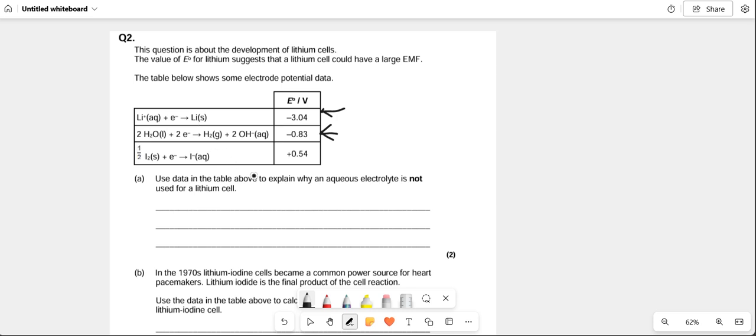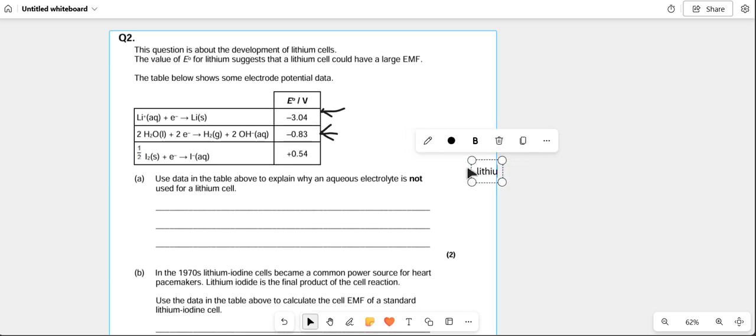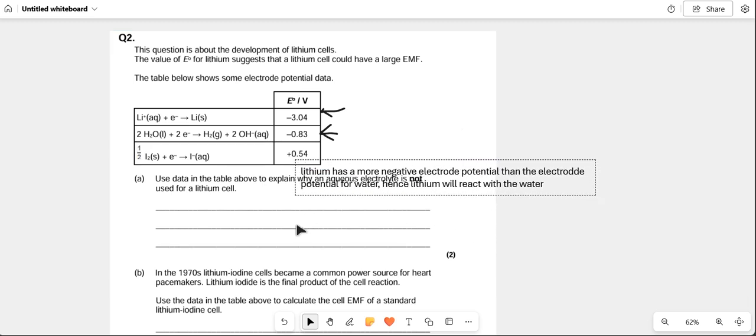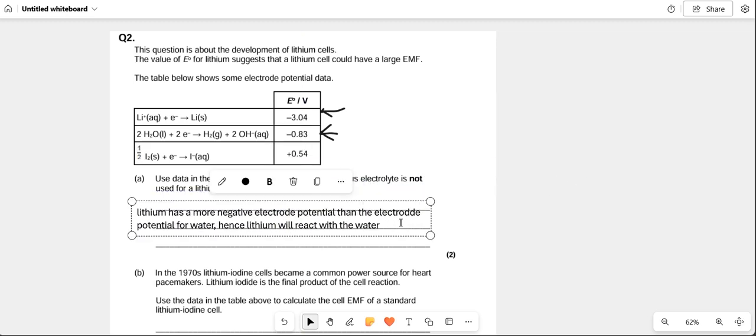That means that lithium is smaller. So hence what we can write here, I'll write over here. What's going to happen is lithium is just going to react with the water and then it can't react with the iodide in it. That's the whole point. That's why this is not going to work here.